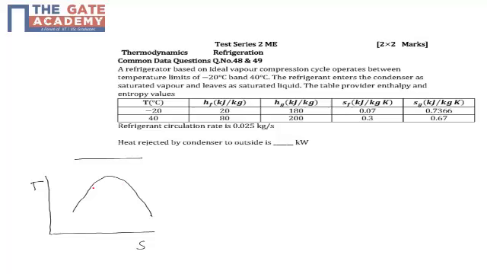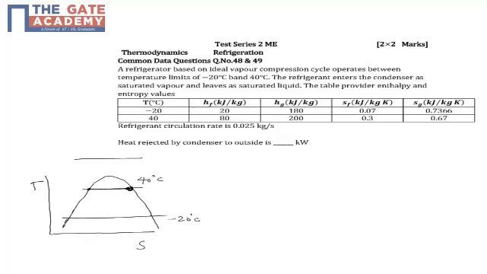Now, if you recall, it is given as 40 degrees Celsius and minus 20. So this is the 40 and this is the minus 20 line. The minus 20 degrees Celsius, the 40 degrees Celsius. And what is given more is that it enters the condenser. So this part is the condenser. It enters the condenser as a saturated vapor. So here is the point where it enters the condenser and it leaves the condenser.